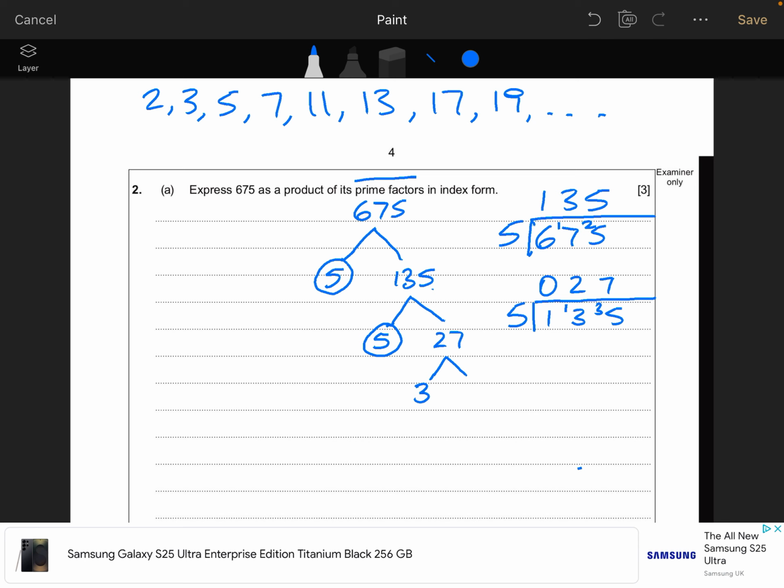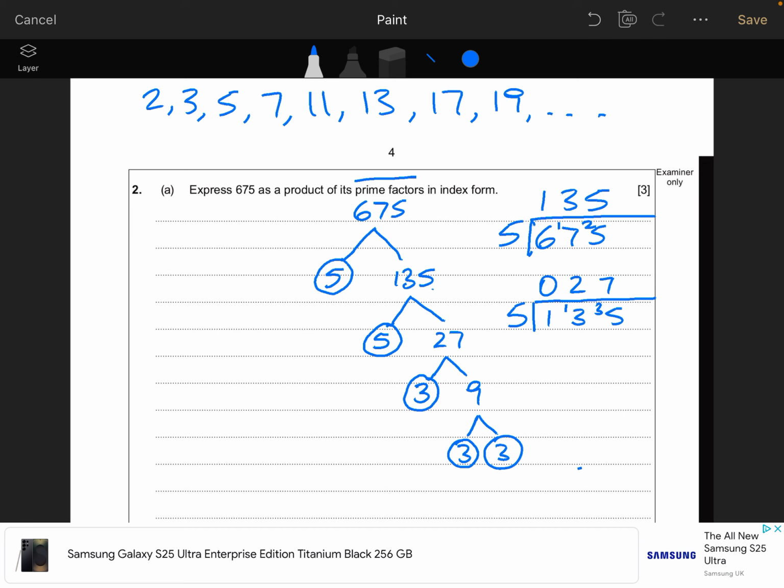3 times by 9 gives me 27. 3 is a prime number, but 9 isn't. So 9 can be divided, well, it's 3 times 3. Both are prime numbers, and we've now found all the prime numbers. So we've got the prime factors.